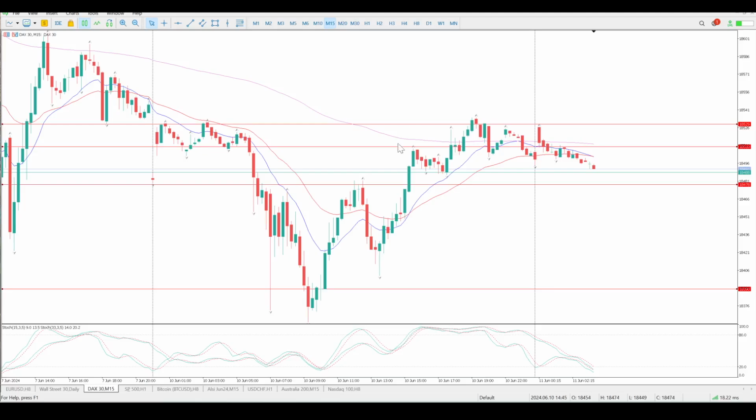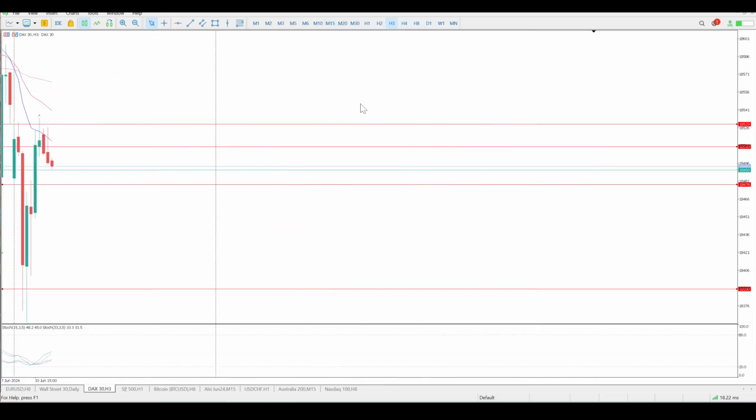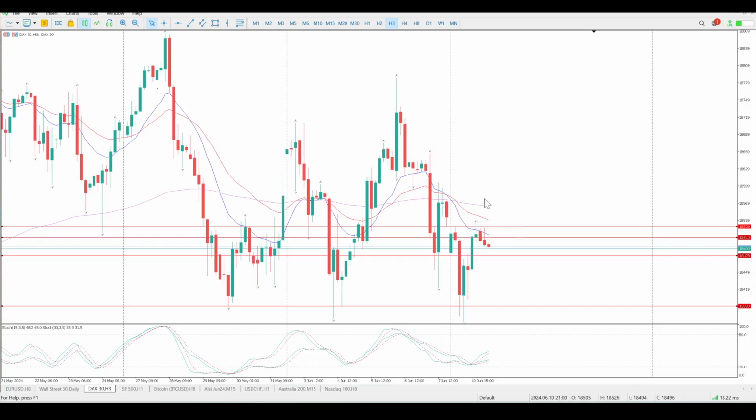I think it's going to be messy still. I don't think it's going to be all a bed of roses, because we're at the moving averages on a lot of the higher time frames. So ultimately, this is just one big range that we're in at the moment.